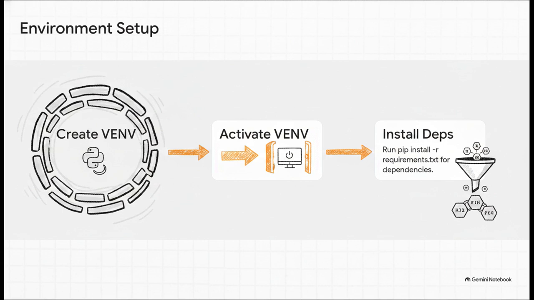Once that's activated, we just pass our requirements text file into a pip install command. That pulls down the exact frameworks we need, primarily LangChain, Pydantic, and our search utilities, without messing up your system's global Python installation. It keeps the foundation incredibly solid.